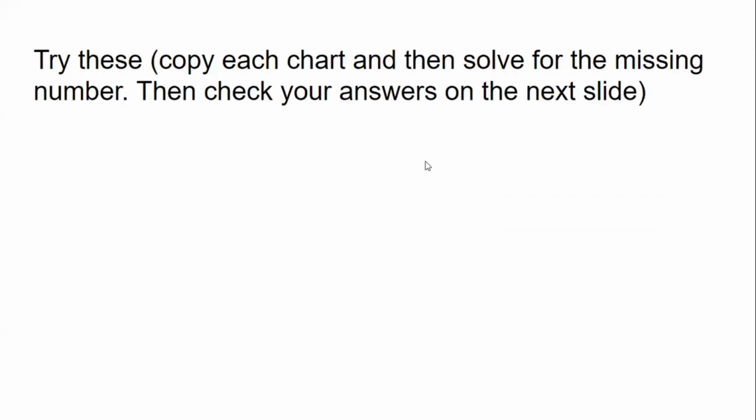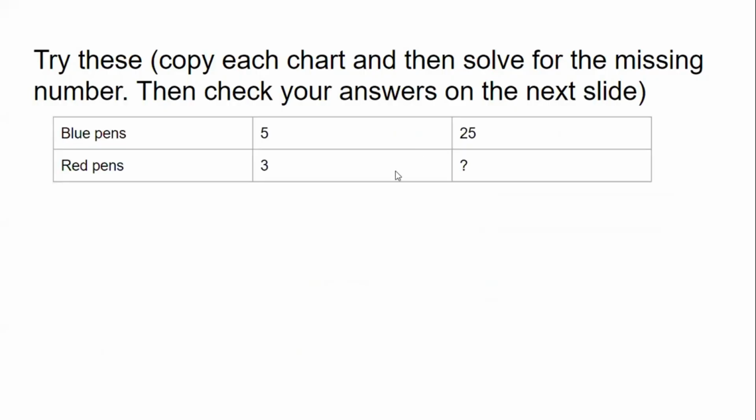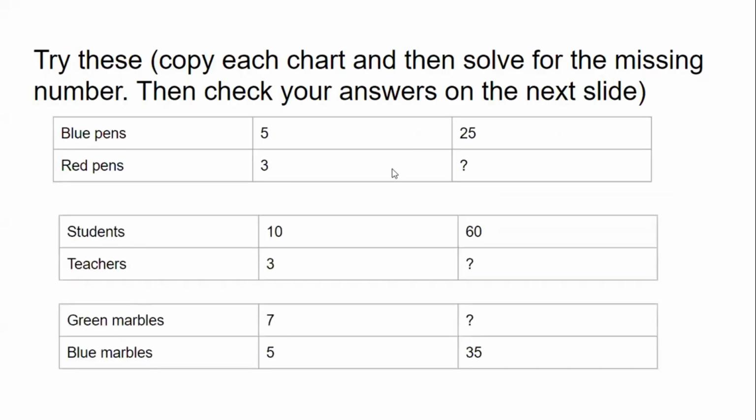All right, try these. You're going to copy each chart and then solve for the missing number. Then check your answers on the next slide. So go ahead and pause this, write down these on your paper, and then solve for the missing question mark. And then once you've done that for all three, let's check your answers.